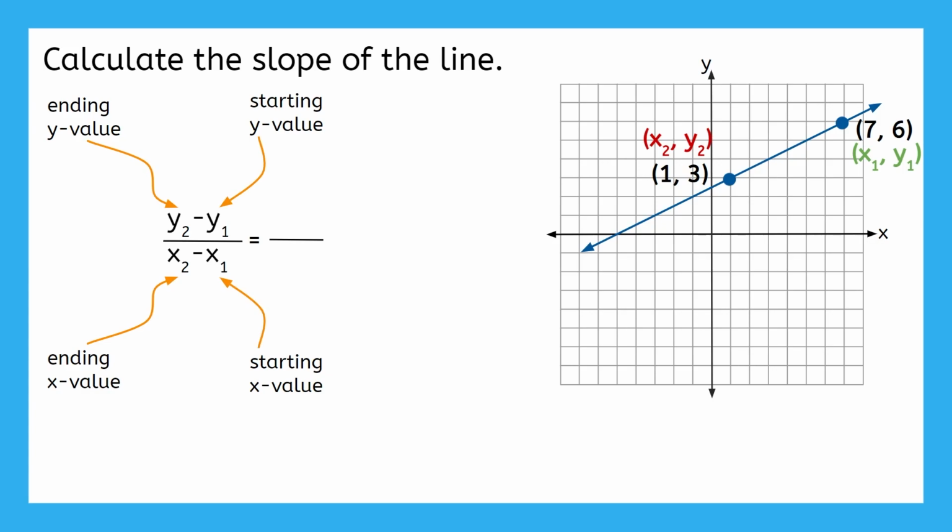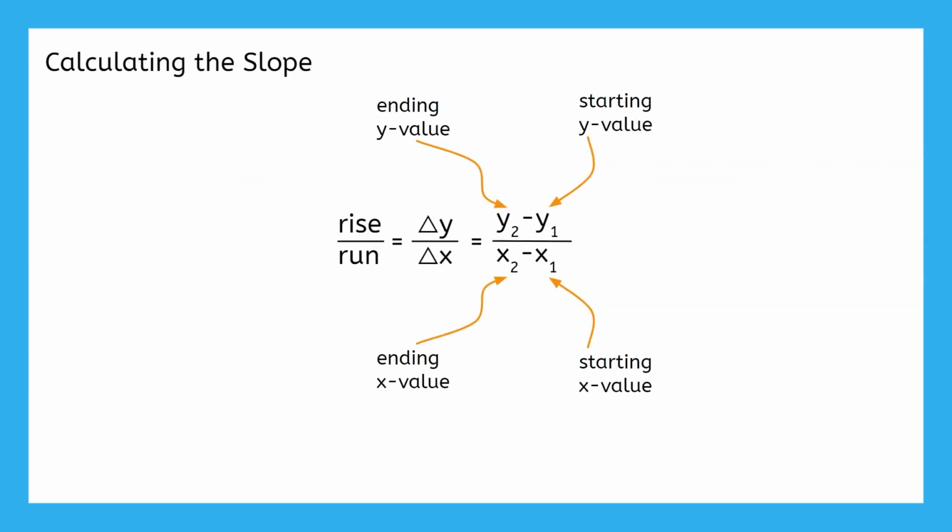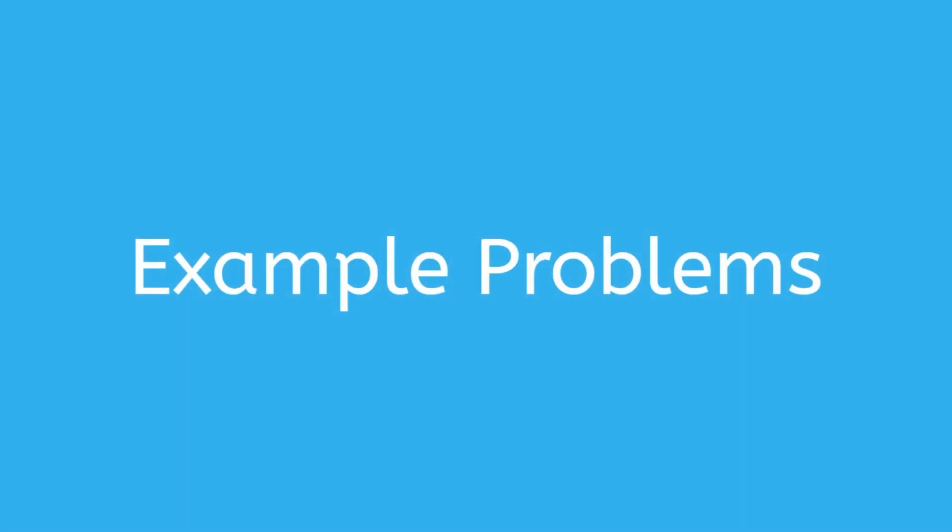y2 minus y1 is 3 minus 6, and x2 minus x1 is 1 minus 7. Then we can simplify this. 3 minus 6 is negative 3, and 1 minus 7 is negative 6. A negative number divided by another negative number gives a positive number. And dividing the numerator and denominator by their greatest common factor gives us 1/2 again, just like we got earlier in this video. Now that we understand how to calculate the slope using 2 points from a line, let's try out 2 example problems.